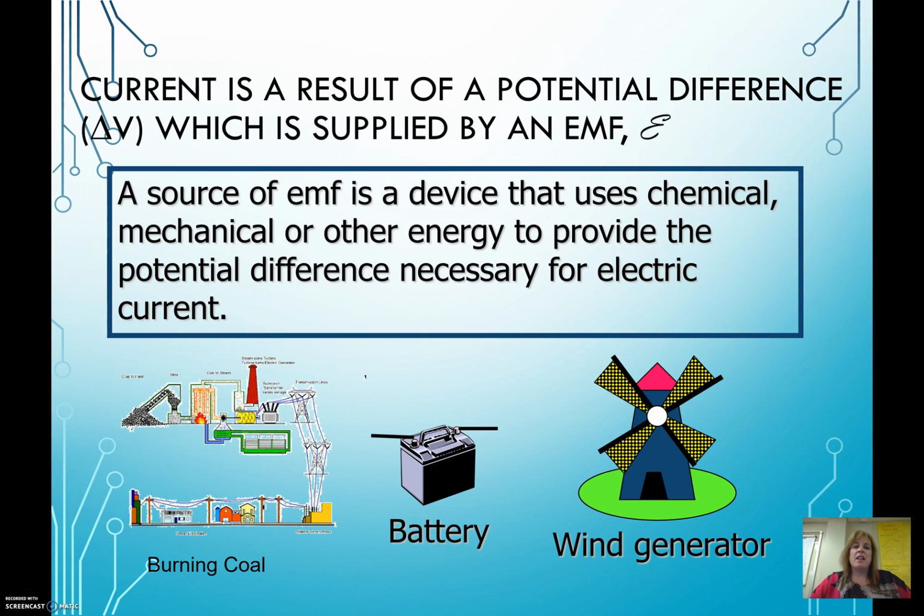So anything that provides potential difference, whether chemical, like a battery, mechanical, like wind, or the burning of coal, which causes steam to turn a turbine, which would be mechanical, or any other energy that provides this potential difference is what is called our EMF.